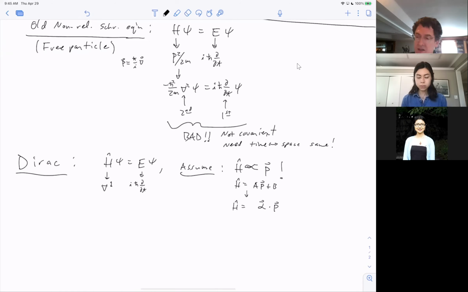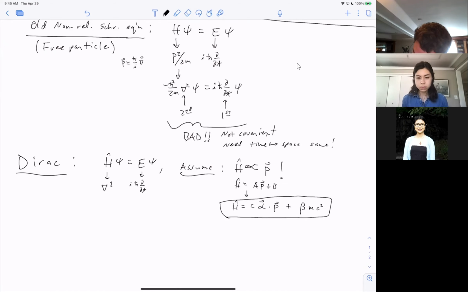I need to do that to make it a scalar, plus some other constant I'll call beta. To make the units work out, let's call this beta m c squared, and put a little c there. That way we don't have to put units into the alpha and the beta, so they can be unitless. Okay, so then we have that. And this is just an assumption. He said, let's assume it has this form.